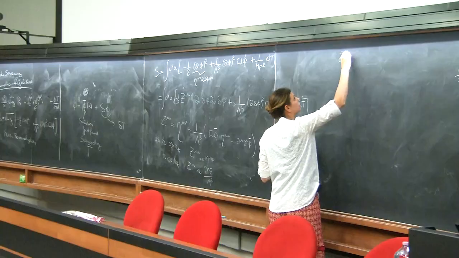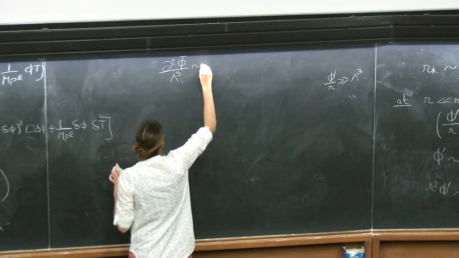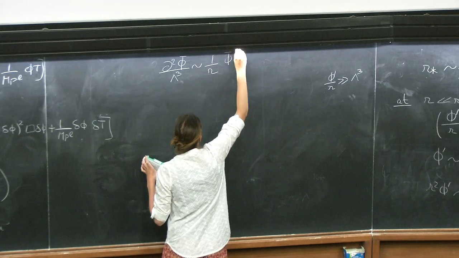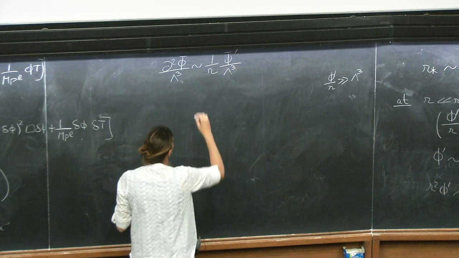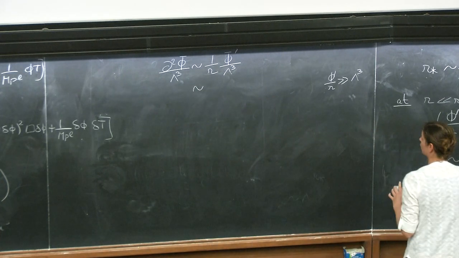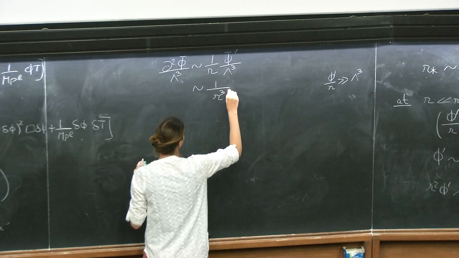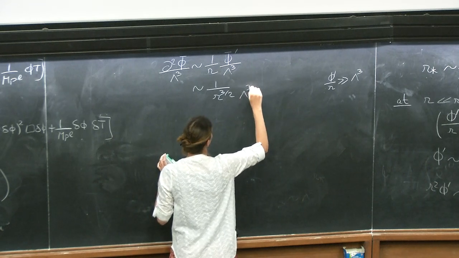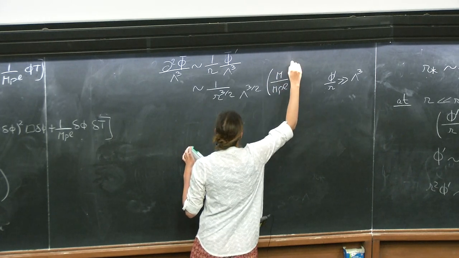So two derivatives acting on phi background of a lambda cube. This is roughly speaking 1 over r phi prime of a lambda cube. And so this is roughly, you can put back your solution from here, and you'll have something that goes like 1 over r to the 3 half, and then the rest is to the 3 half m over m Planck to the half.